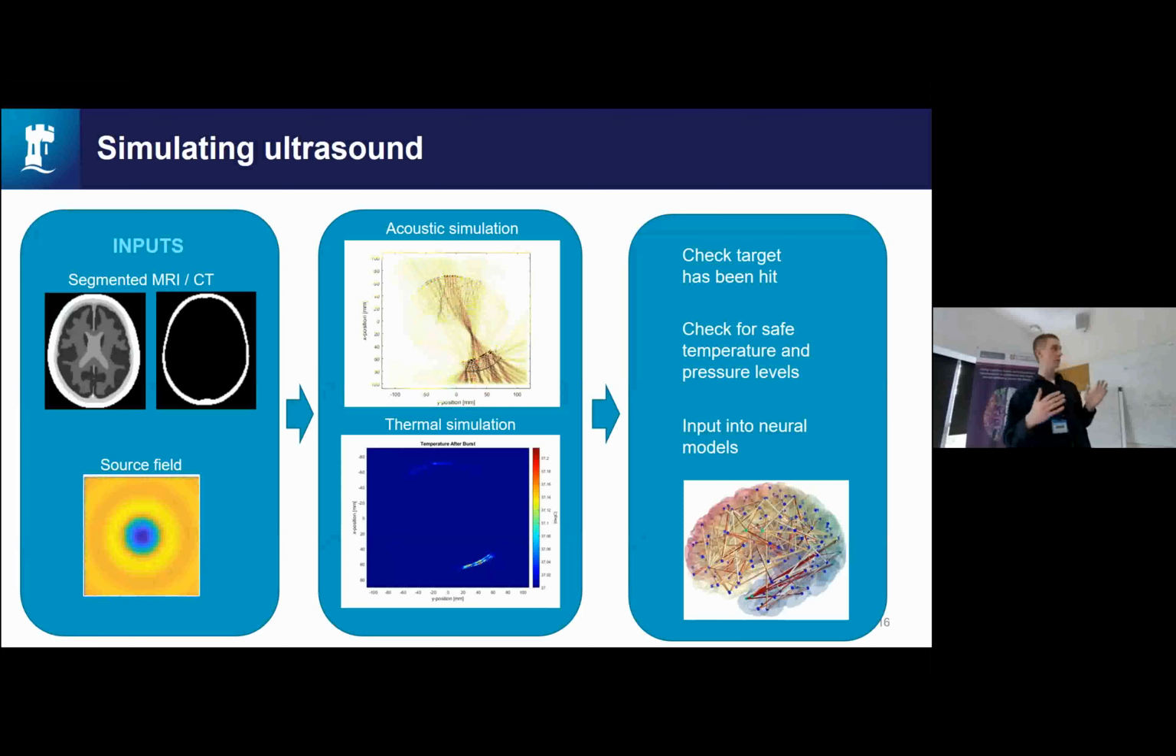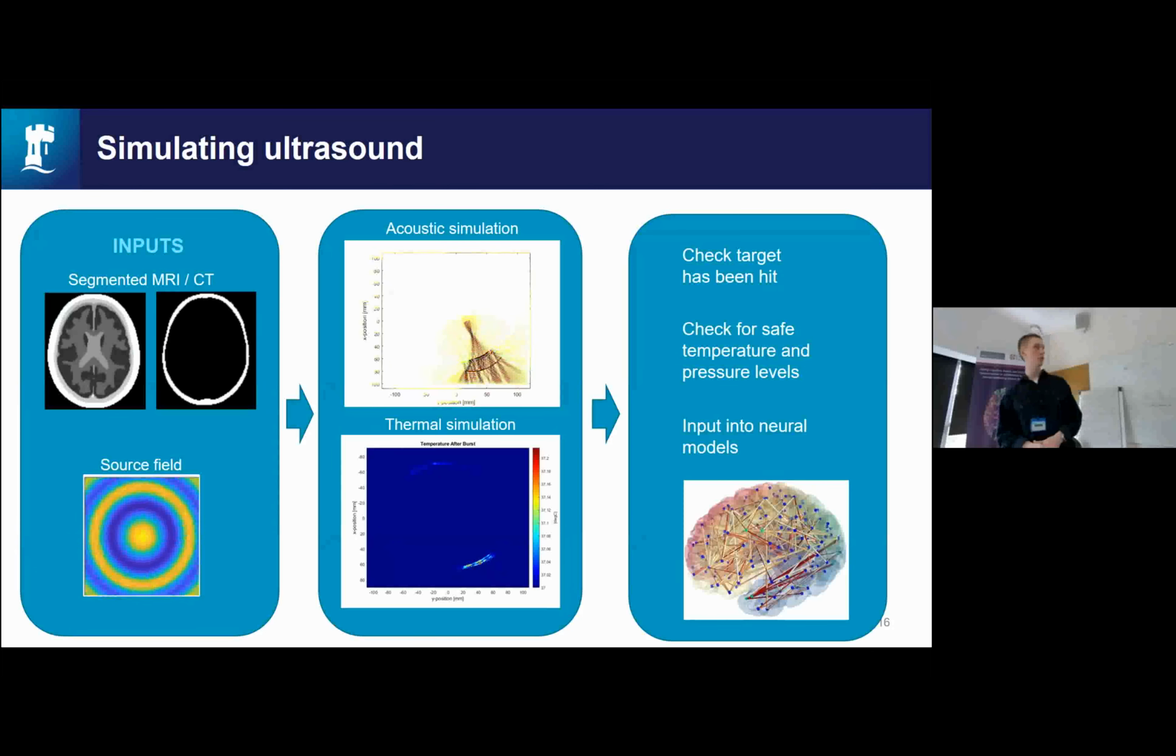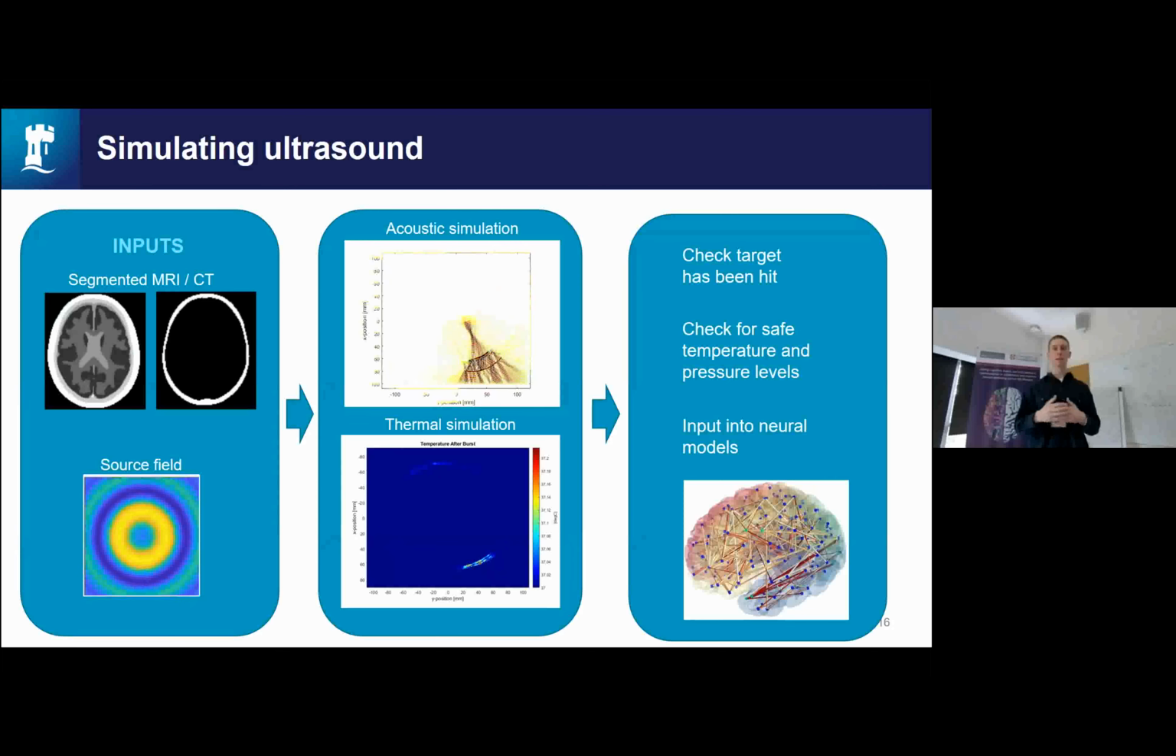You can really see the focusing. But I also just want to draw attention to the reflections that happen when it comes back off the other side of the skull. One reason why we're trying to do these models is because the reflections are actually quite important as well. We might end up with other hotspots or other standing waves as a result of that, and we want to make sure that we're not trying to stimulate the wrong part of the brain, essentially.